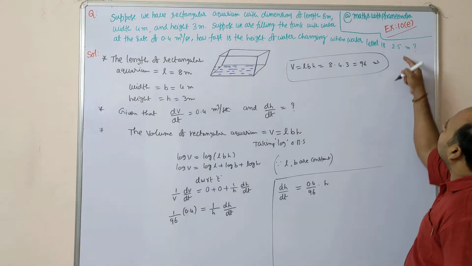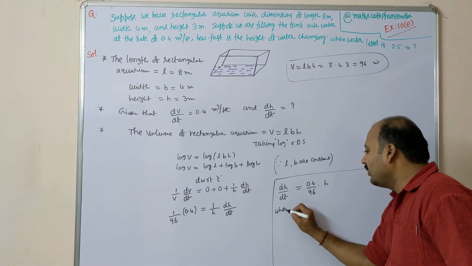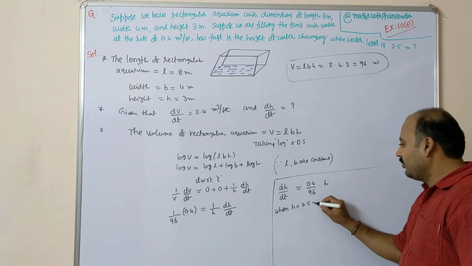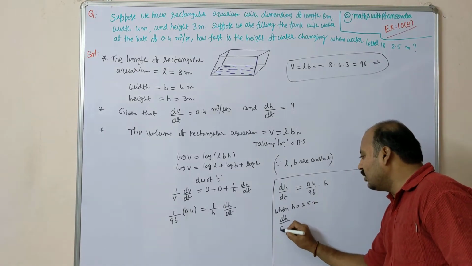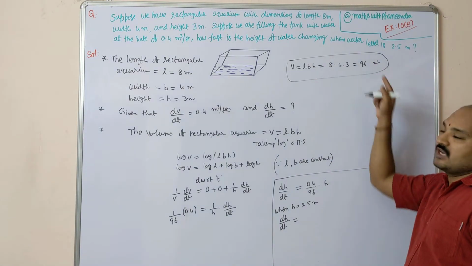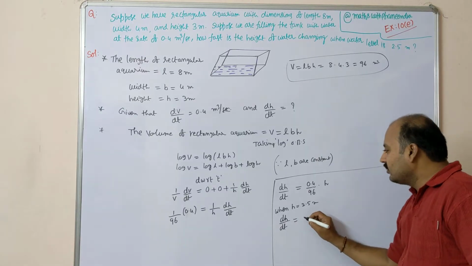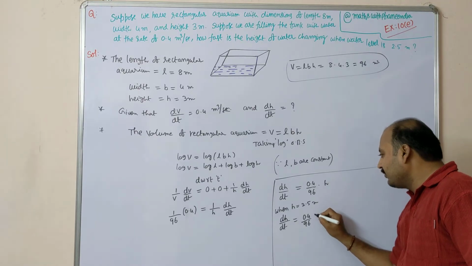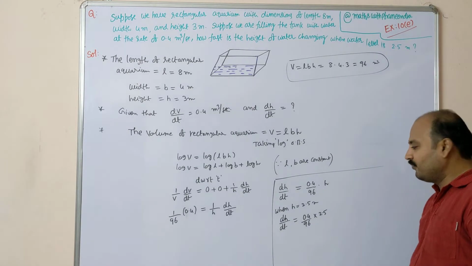So when H is equal to 2.5 meter, dH by dt is equal to, they are asking to calculate that only. How fast is the height of the water level changing when H is equal to 2.5? So 0.4 by 96 into, in place of H, 2.5.